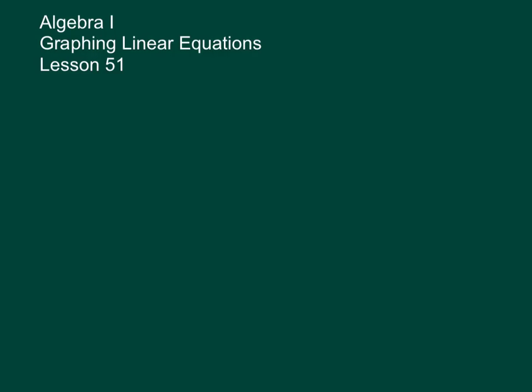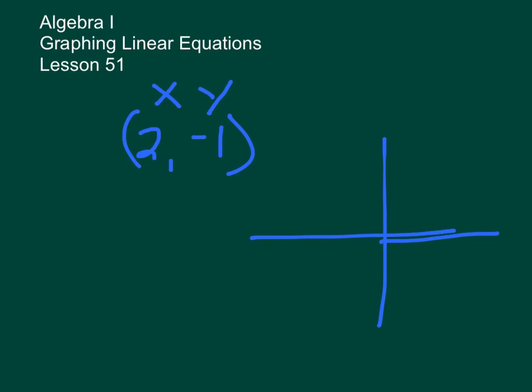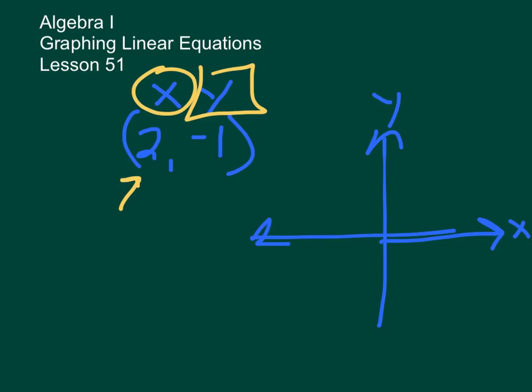Now, just to review before we get into this, if I have the ordered pair 2, -1, remember in an ordered pair, the first number is called the x-coordinate and the second number is called the y-coordinate. So in a coordinate plane, remember this is my y-axis and this is my x-axis. And the first number, which is the 2, tells me how far left or right I move along the x-axis. So here, I'm going to move right 2 and then down 1 because the second number tells me how far up or down I move.